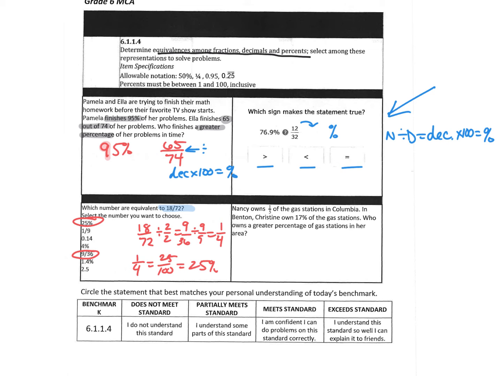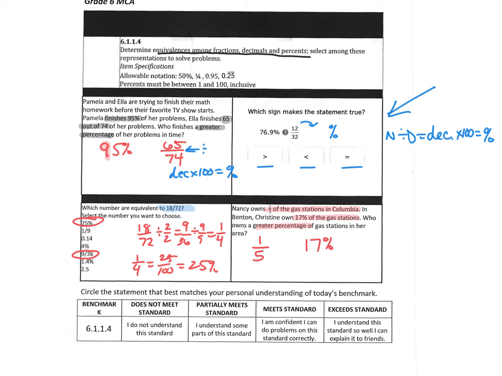Last one here. Nancy owns 1/5 of the gas stations in Columbia. In Benton, Christy owns 17% of gas stations. Who owns a greater percentage? So again, you could change them to percents or fractions, whatever you feel is best.